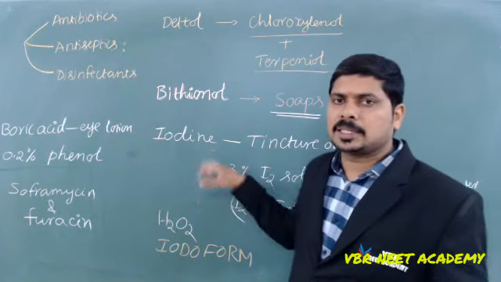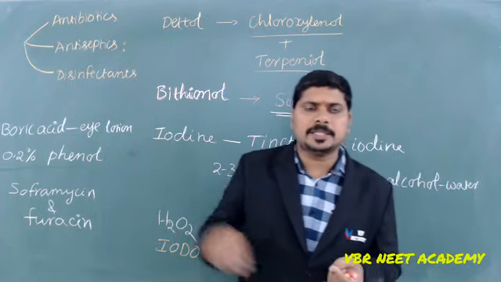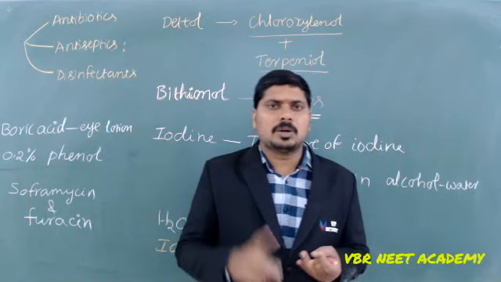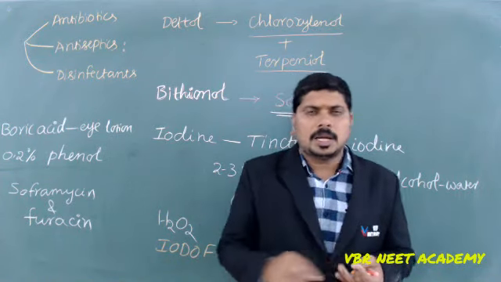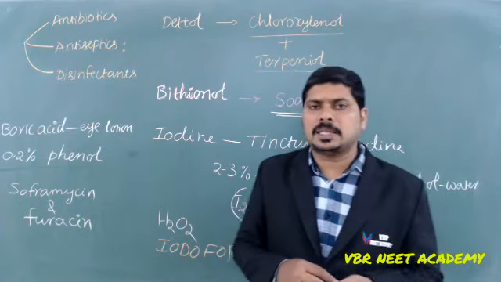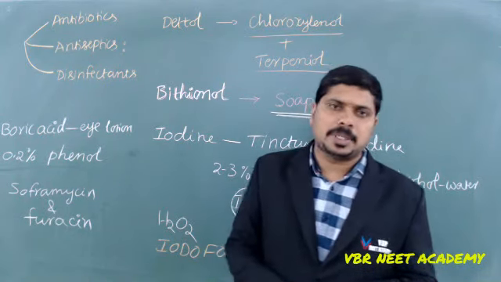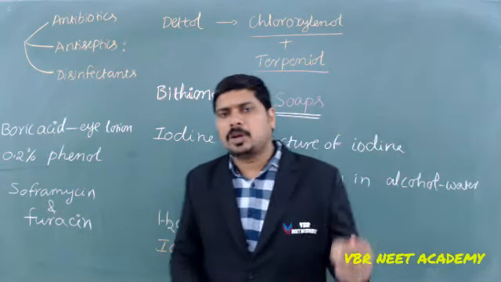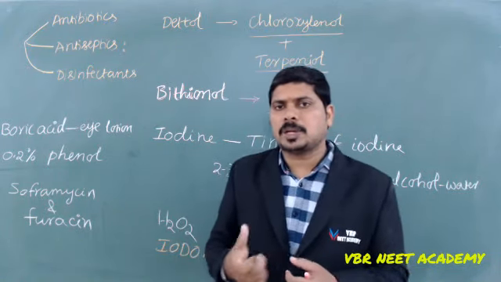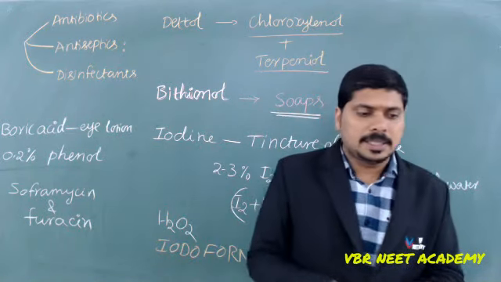The best questions asked are: which of the following is used as an antiseptic in soaps? That is bithionol. What is the composition of Dettol? Chloroxylenol and terpineol. And one more, boric acid. What is the role of boric acid in eye wash or eye lotion? It acts as an antiseptic. Or, what is the antiseptic used in eye drops? That is boric acid. So these are the questions you can expect from antiseptics. Next we will go for disinfectants.